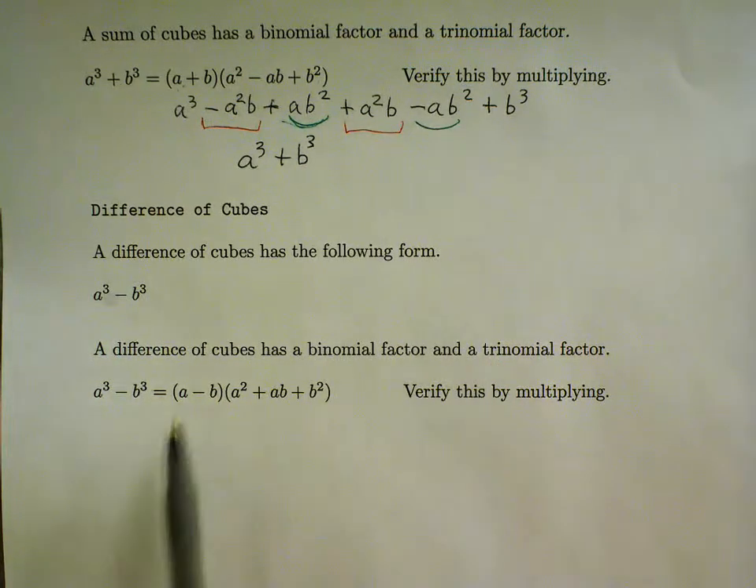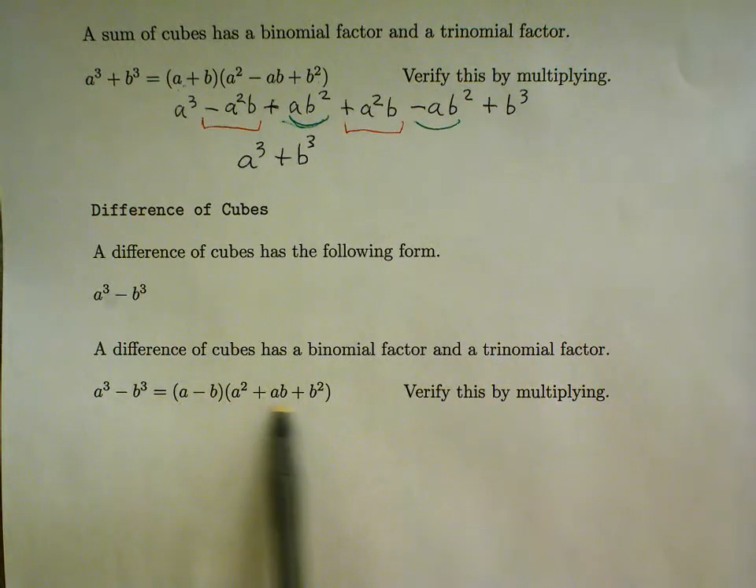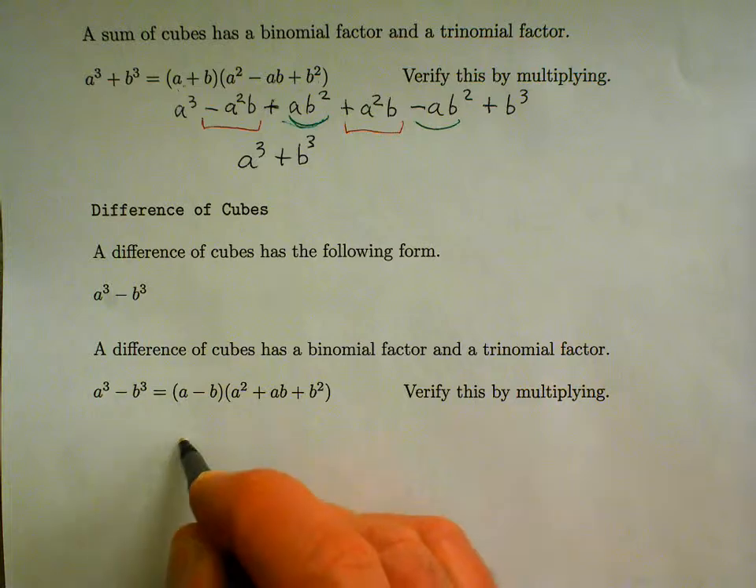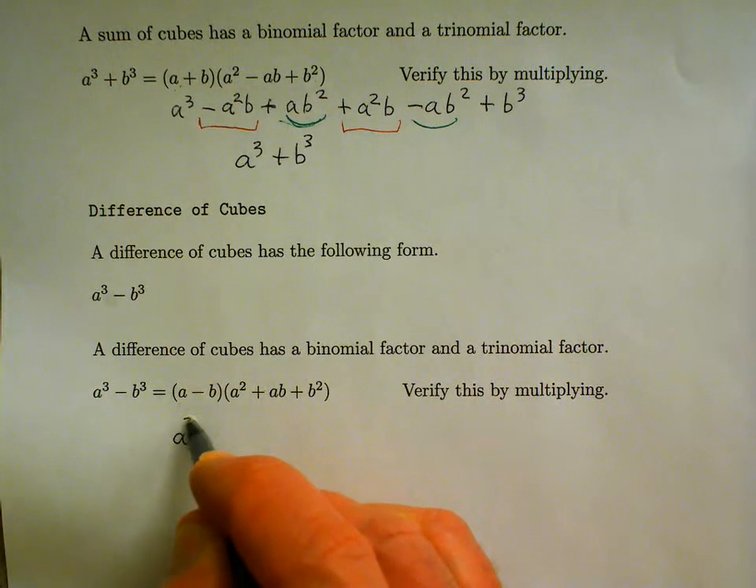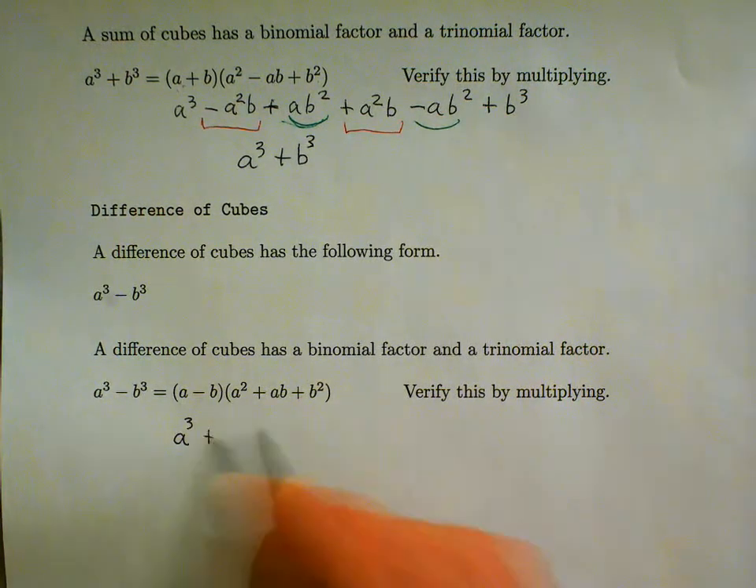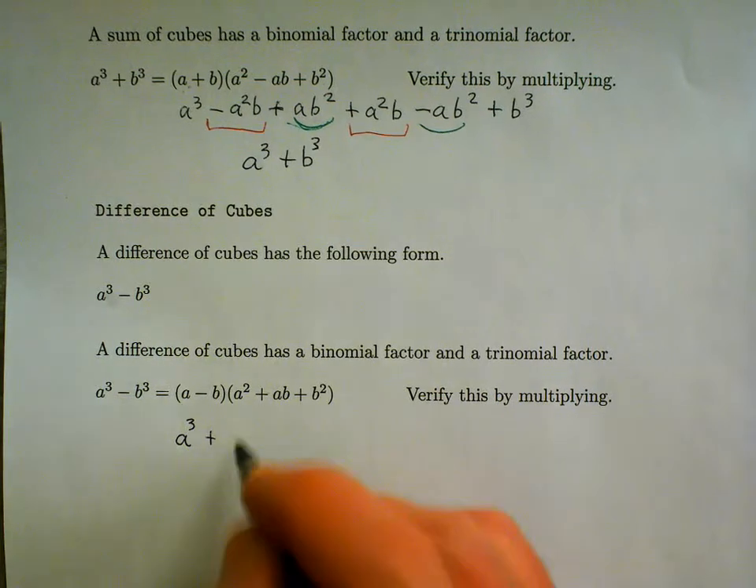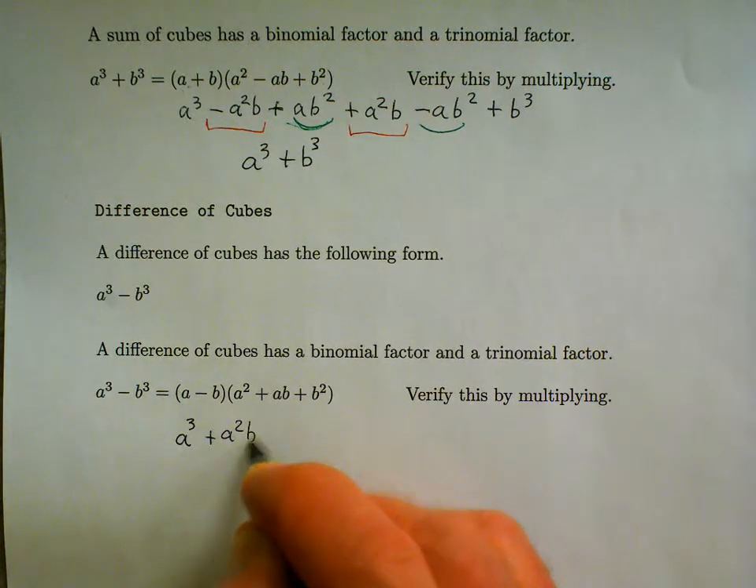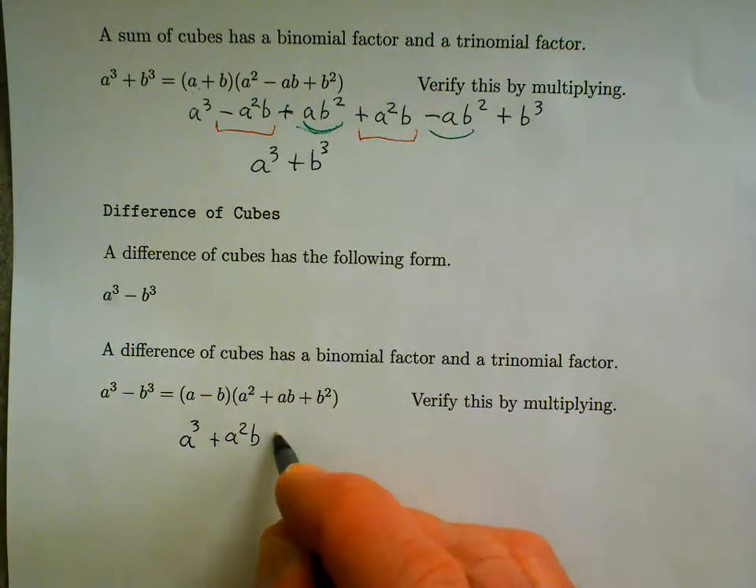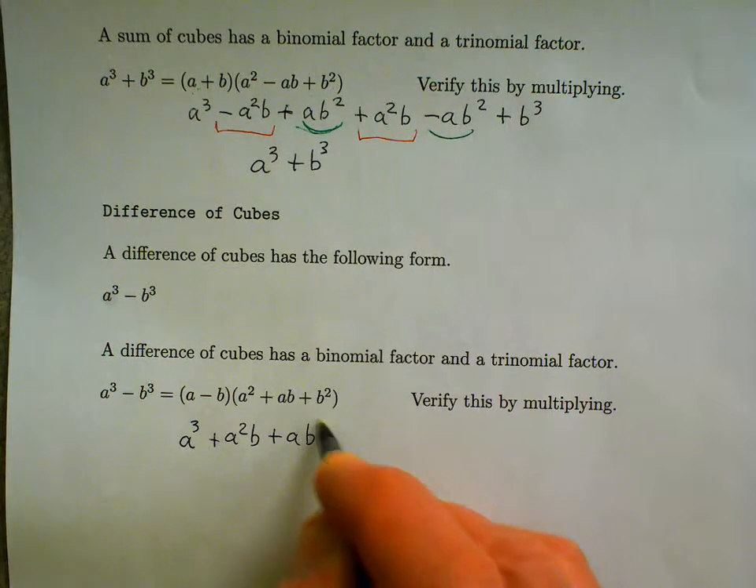So first we multiply a times every term in the trinomial. A times a to the second is a to the third, and then plus a times ab is plus a to the second b, and then plus a times b to the second is plus a times b to the second.